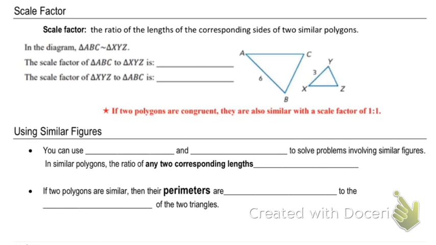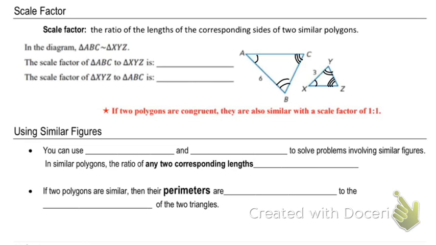The next thing we're going to talk about is scale factor. Scale factor is basically how we're going to solve anything at all. It is the ratio of the lengths of the corresponding sides of two similar polygons. So this says in the diagram, triangle ABC is similar to triangle XYZ. That tells me from that statement that A is congruent to X, because they're the first ones in the statements. Our middle ones are B and Y, so B is congruent to Y. And finally, C has to be congruent to Z.